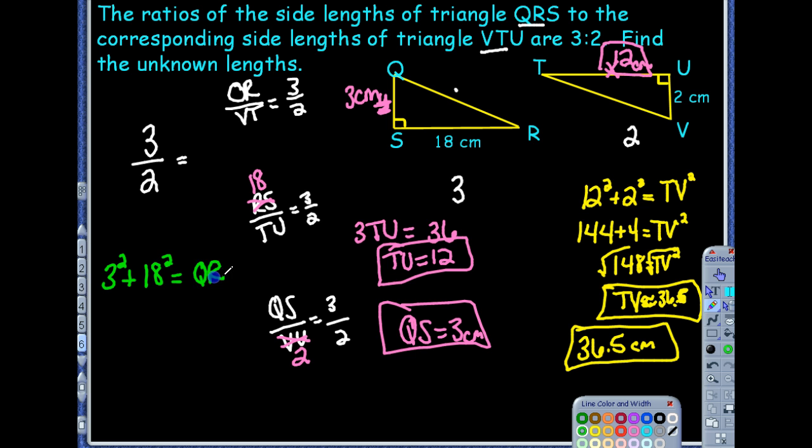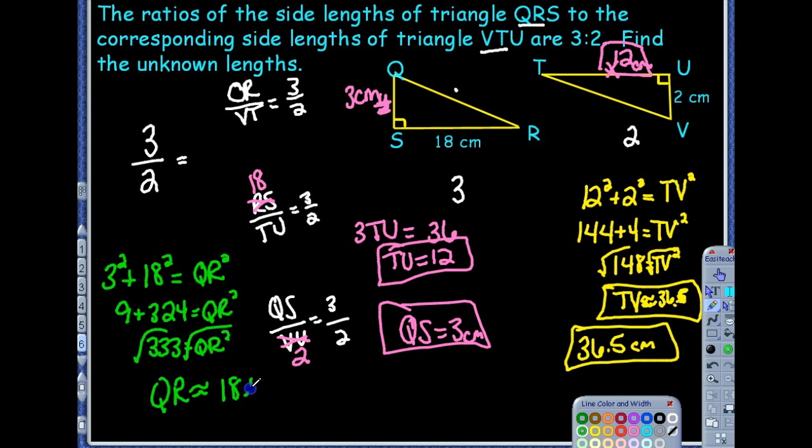So that'd be 9 plus 324. And that gets you 333 equals QR squared. So QR is about 18.3. Oh, 18.3, yes. Centimeters. All right. And we have all 4 segments that we had to find.